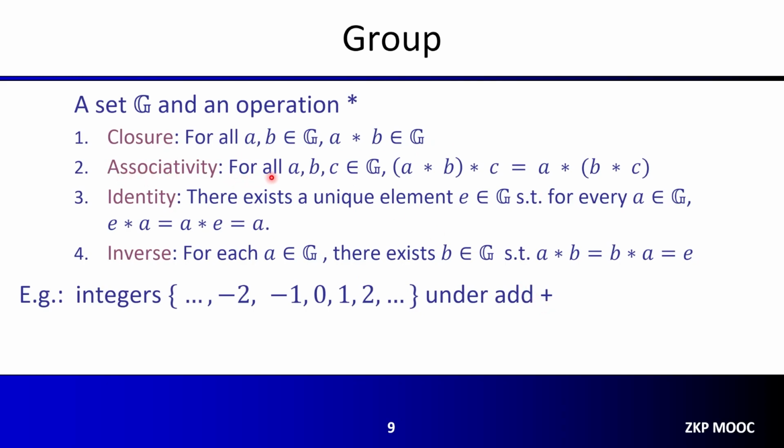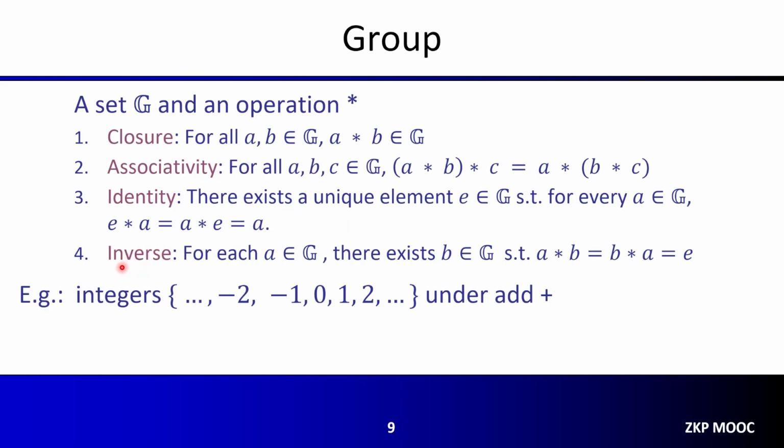Associativity says that computing the result of a plus b and then plus c should equal a plus the result of b plus c. And this is also true for integers. And identity means that there exists an identity element e such that e plus a equals a plus e equals a itself. And 0 is the identity element for integers under addition.